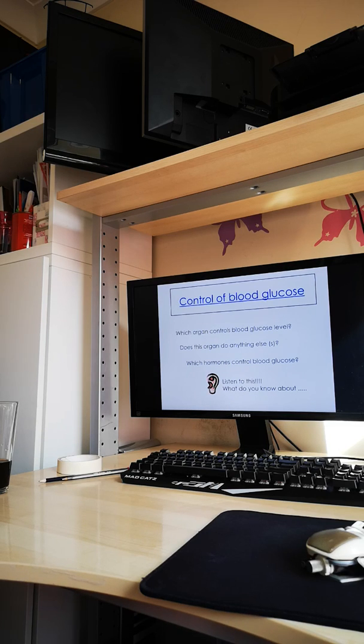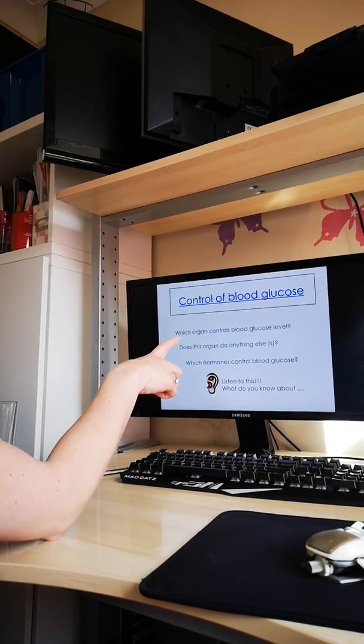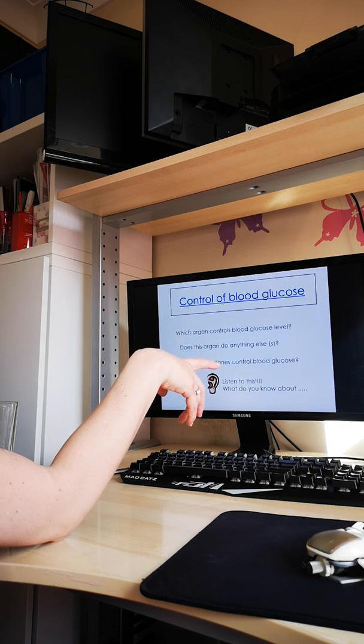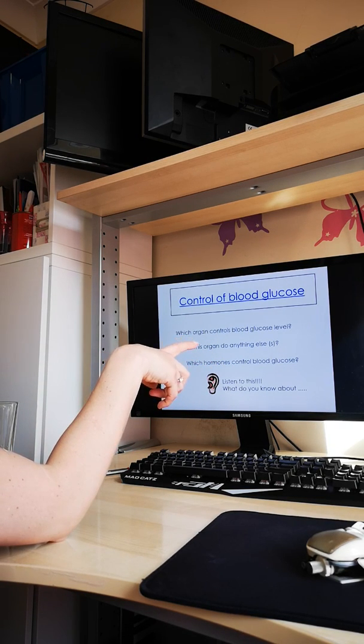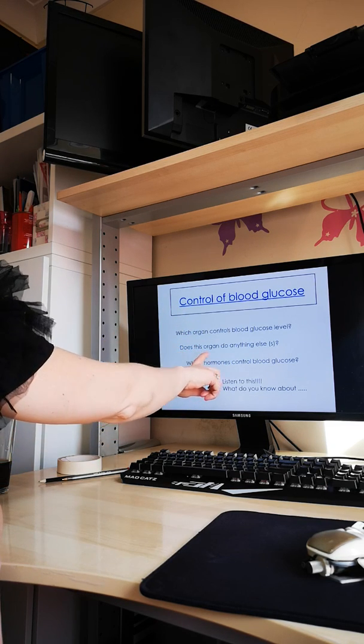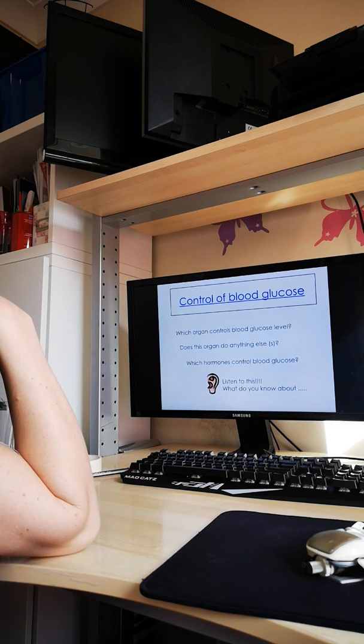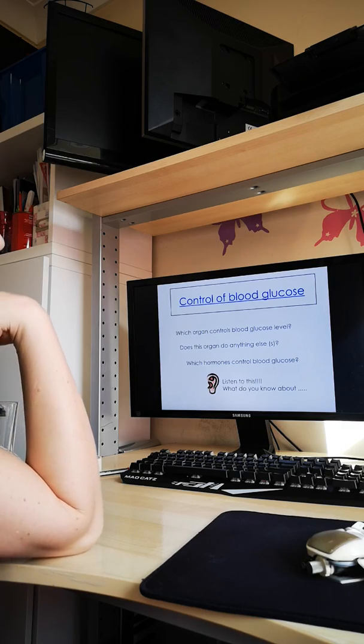So these are the questions. What organ controls blood glucose? Does this organ do anything else? And which hormones control blood glucose? If you listen to that song, it is a bizarre song, I know, but you should have picked up that it's the pancreas that controls blood glucose. It also secretes enzymes and hormones too. There were a couple of other things mentioned in the song, and the hormones that control blood glucose were insulin and glucagon, so you would have heard that in the video.